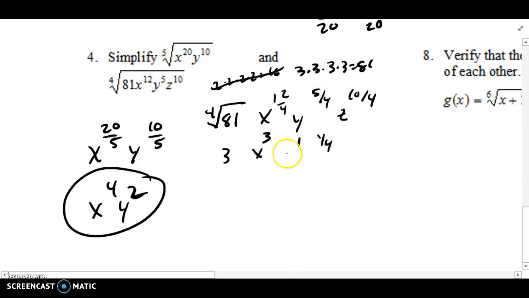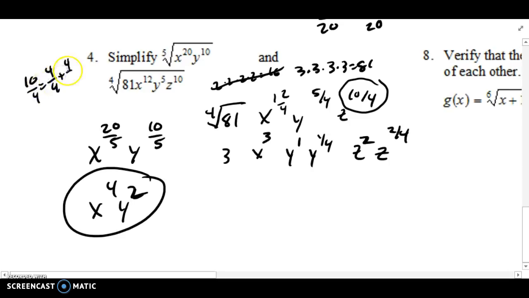Okay, so I'm going to put y's on there and do the next one. So 10/4 is z squared with 2/4. So z to the 2/4. Again, I'm just taking this number and breaking it up. 10/4 is 4 over 4, 4 over 4, and then 2 over 4, to get that 10. And then these are wholes, and we're left with that. So that's how I'm doing that. Then we're going to put all the wholes together.